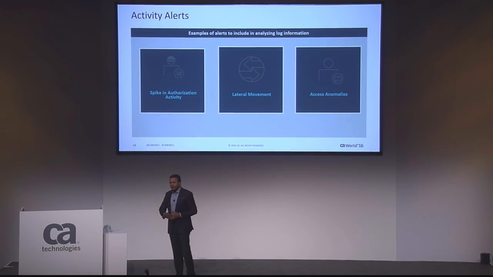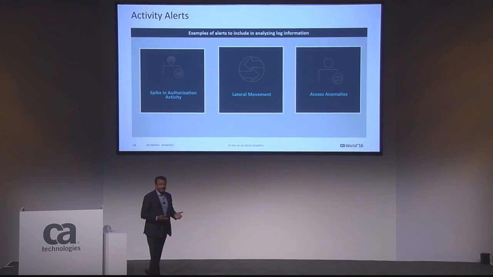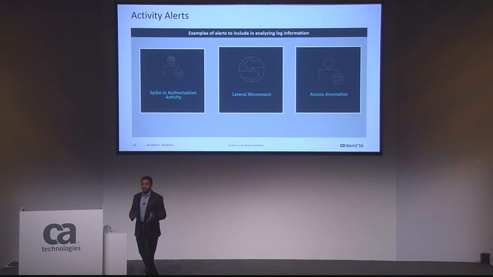And so what type of activity alerts do we look for? We look for a spike in authorization activity. When you look at single sign-on logs or identity miner logs, if you see a privileged access user suddenly having an unnatural spike in activity, then that's something you want to flag and pay attention to. Lateral movement. Lateral movement is typically when somebody accesses a certain application or a certain server on a day in and day out basis, and all of a sudden they start accessing different applications, different servers, et cetera. That's something you want to flag.